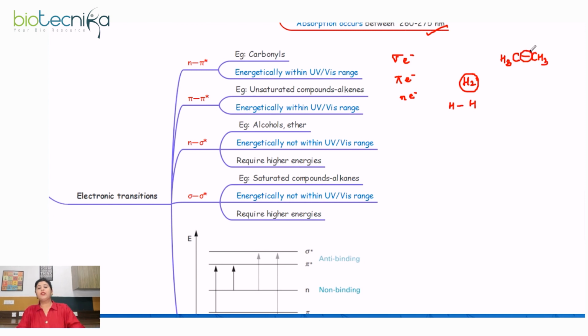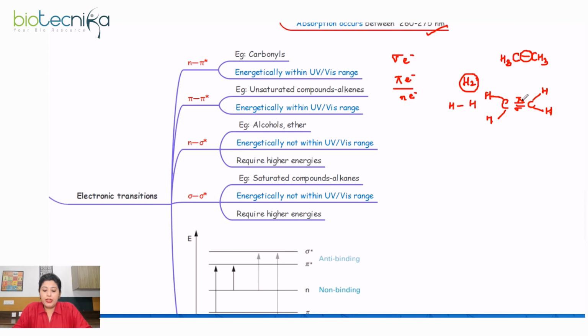So sigma electrons reside in the sigma bonding molecular orbital. Then pi electrons you will find in unsaturated compounds, that is, those having double bonds or triple bonds, like ethene. In ethene, the very first bond formed will be the sigma bond, and another will be the pi bond, which carries the pi electrons.